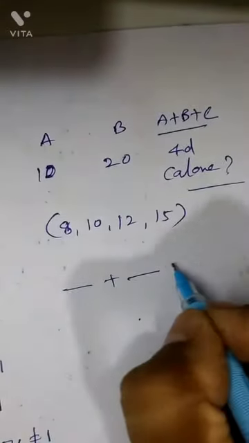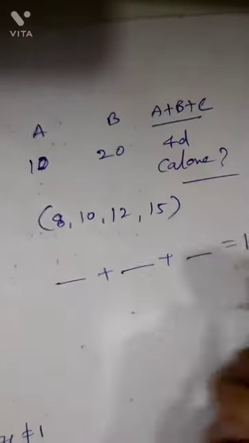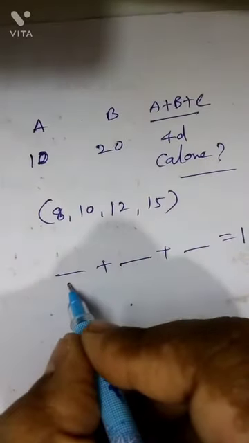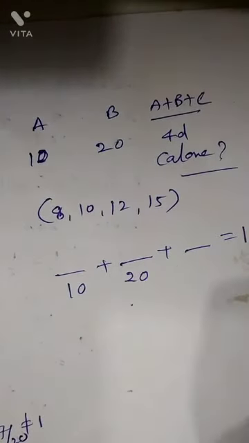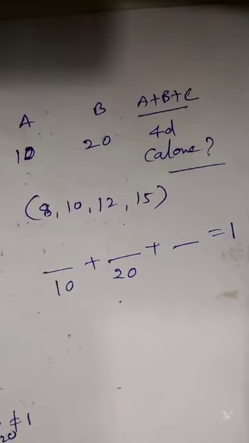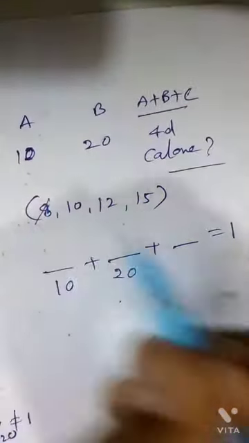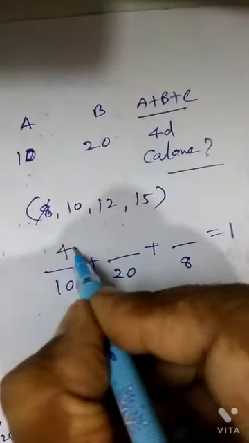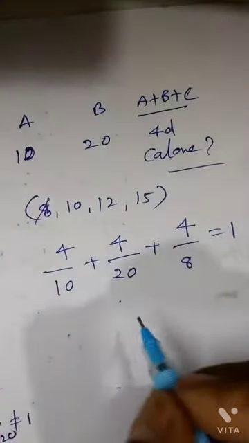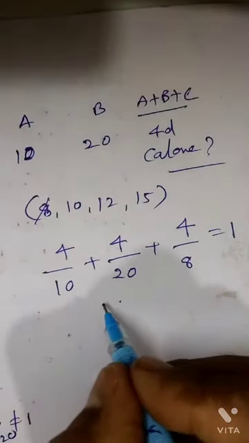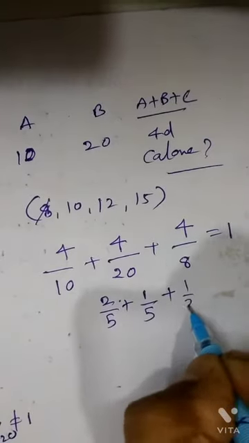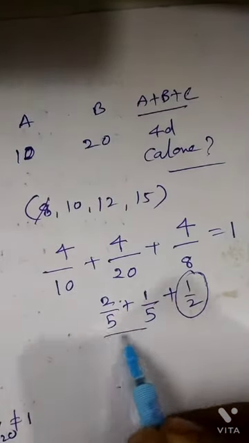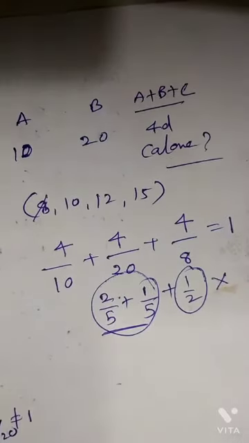So dash plus dash, 1 for A, 1 for B, 1 for C, is equal to the full work. A can do a work in 10 days. B can do the same work in 20 days. With the help of C, they can do it in 4 days. So A has done 4 days' work, B has done 4 days' work, C has done 4 days' work. Let me take option number 1, 8. The LHS must be equal to the RHS, that must be equal to 1. This is 2 by 5 plus 1 by 5 plus 1 by 2. These two together must be half, but that is not the right answer.